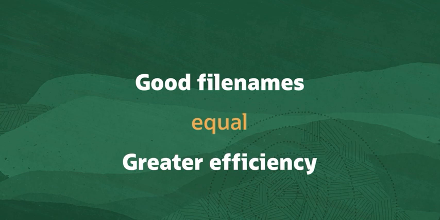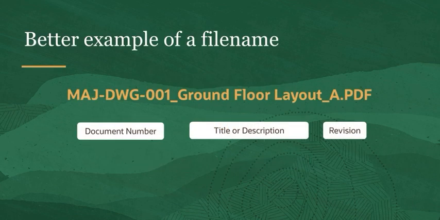Therefore, it pays to use a more disciplined file naming convention. Here's an example. This file name includes the document number, its title, and its revision. This provides much more information when dealing with the document outside of Aconex. If we were to download multiple documents from a project, this convention would make it much easier to check that we had everything we need.